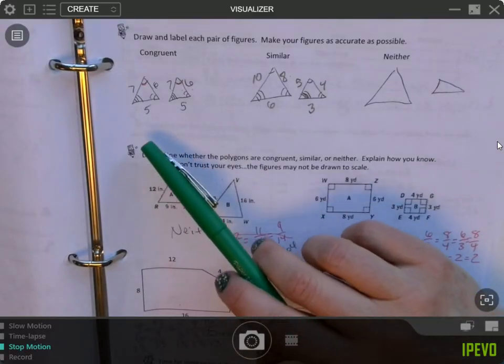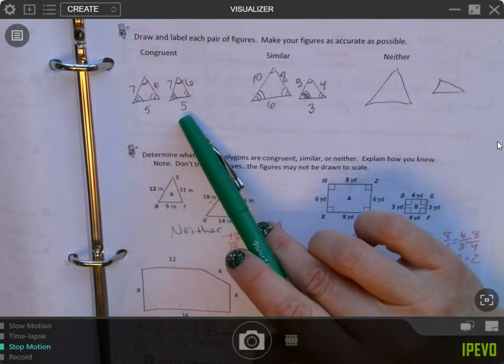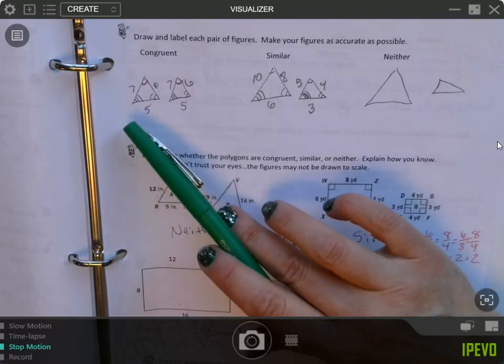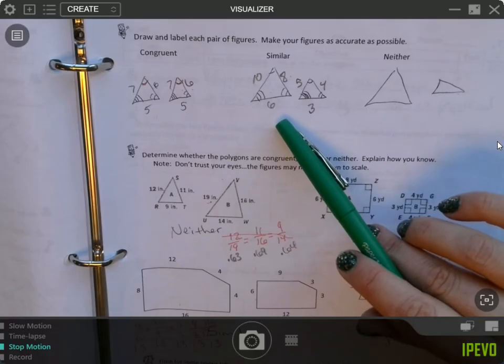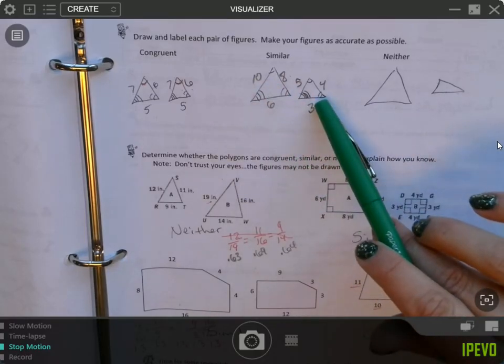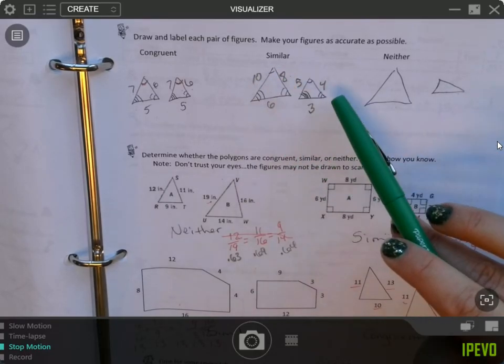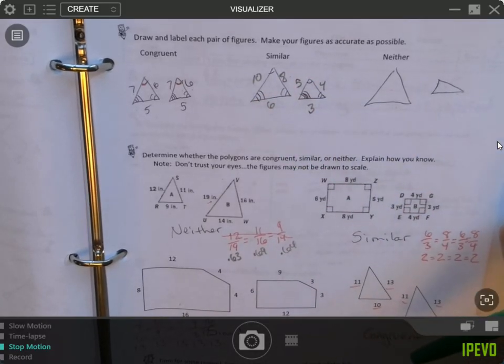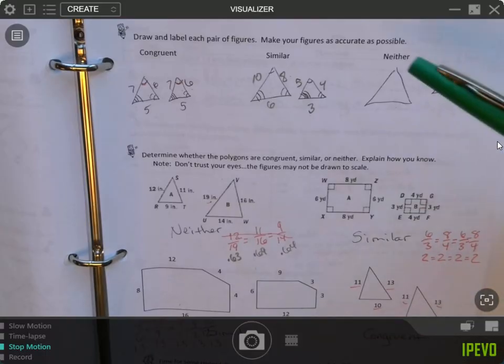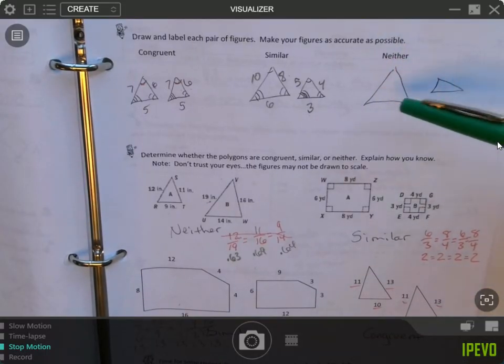So when we look at that second page, that first set showing congruent, mine don't look quite so congruent, but I labeled them so you could see they were congruent. Similar, we needed to have a big and a little, and that they were proportionate. Mine I divide by 2 each time. So they were proportionate because we divided by 2 for all of them. Neither, we have very different looking shapes. You can put numbers on them to show that they're not proportionate, or you can just show very different looking shapes. Adeline?